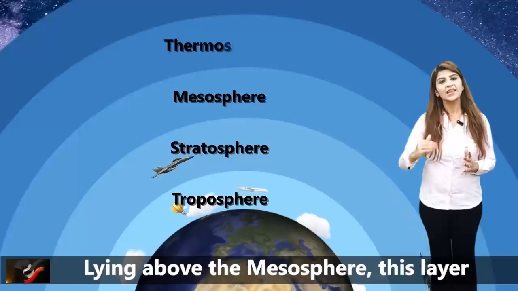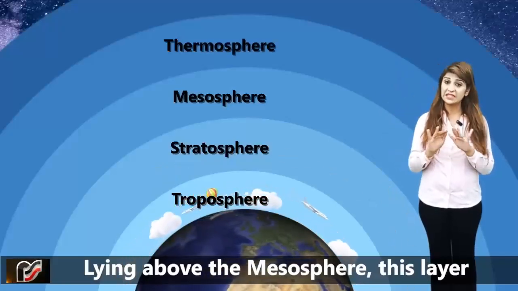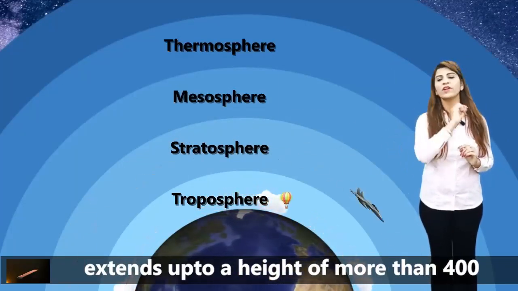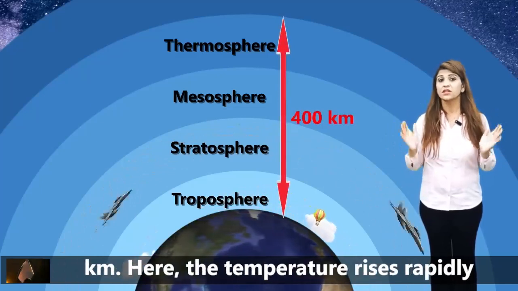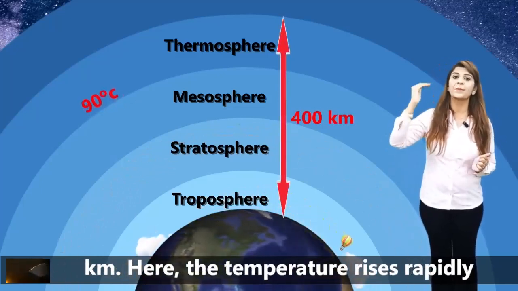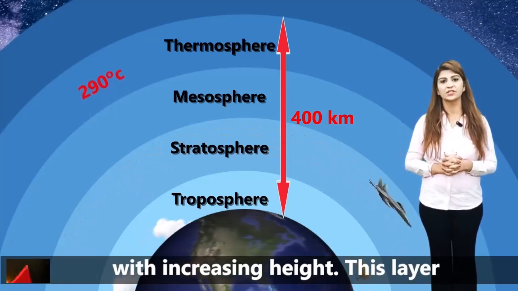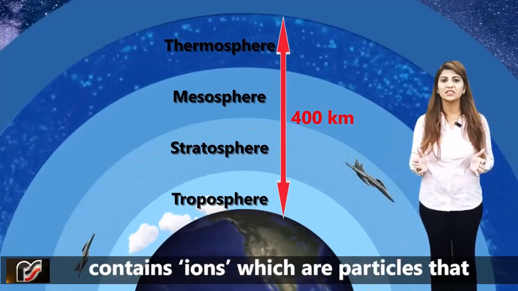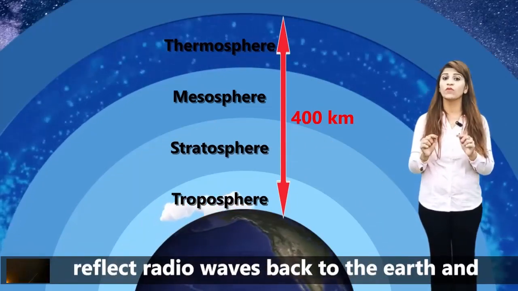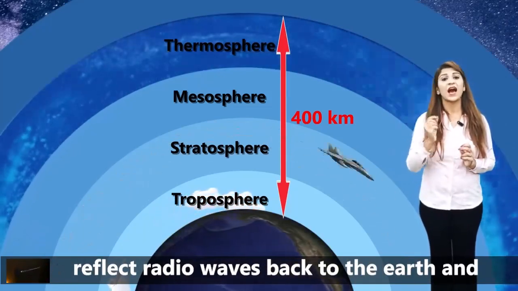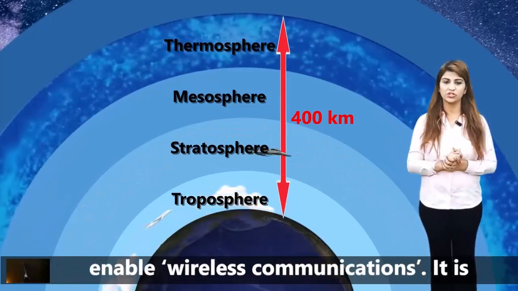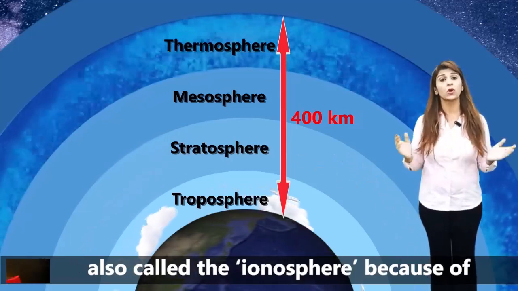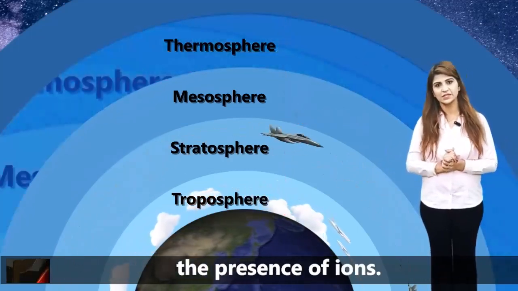Thermosphere. Lying above the mesosphere, this layer extends up to a height of more than 400 kilometers. Here, the temperature rises rapidly with increasing height. This layer contains ions, which are particles that reflect radio waves back to the Earth and enable wireless communications. It is called the ionosphere because of the presence of ions.